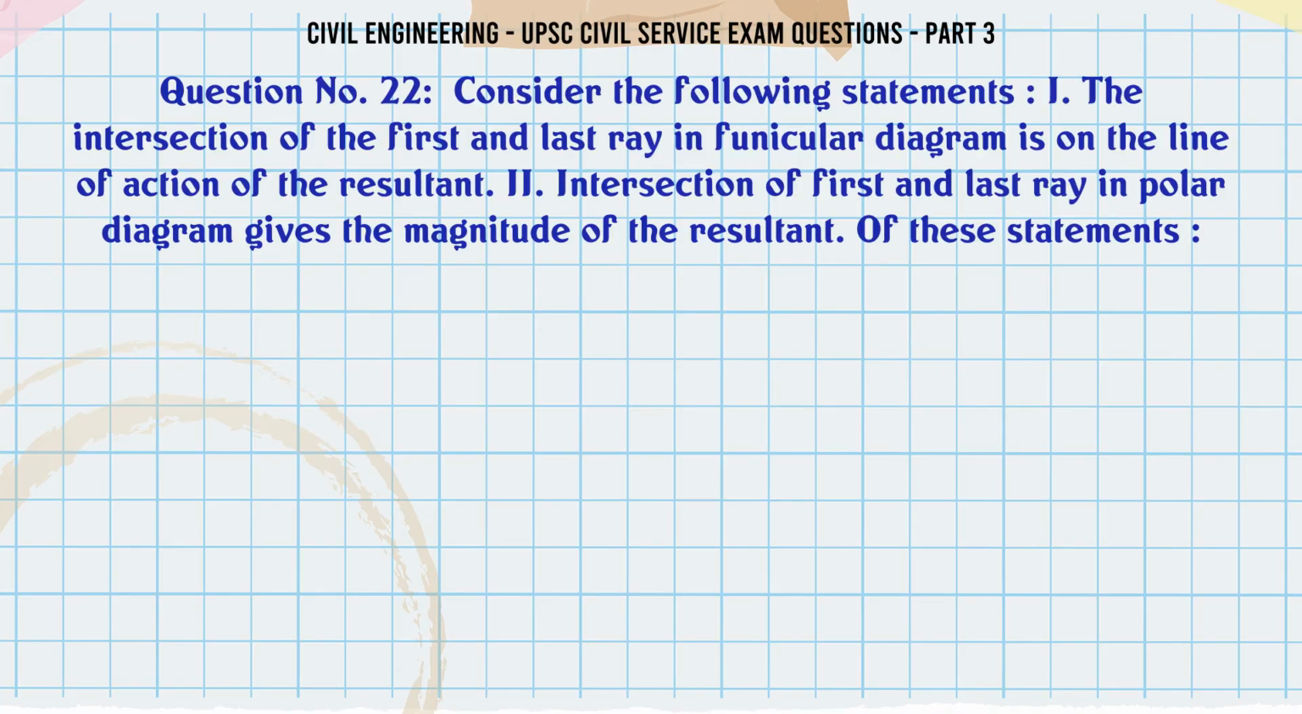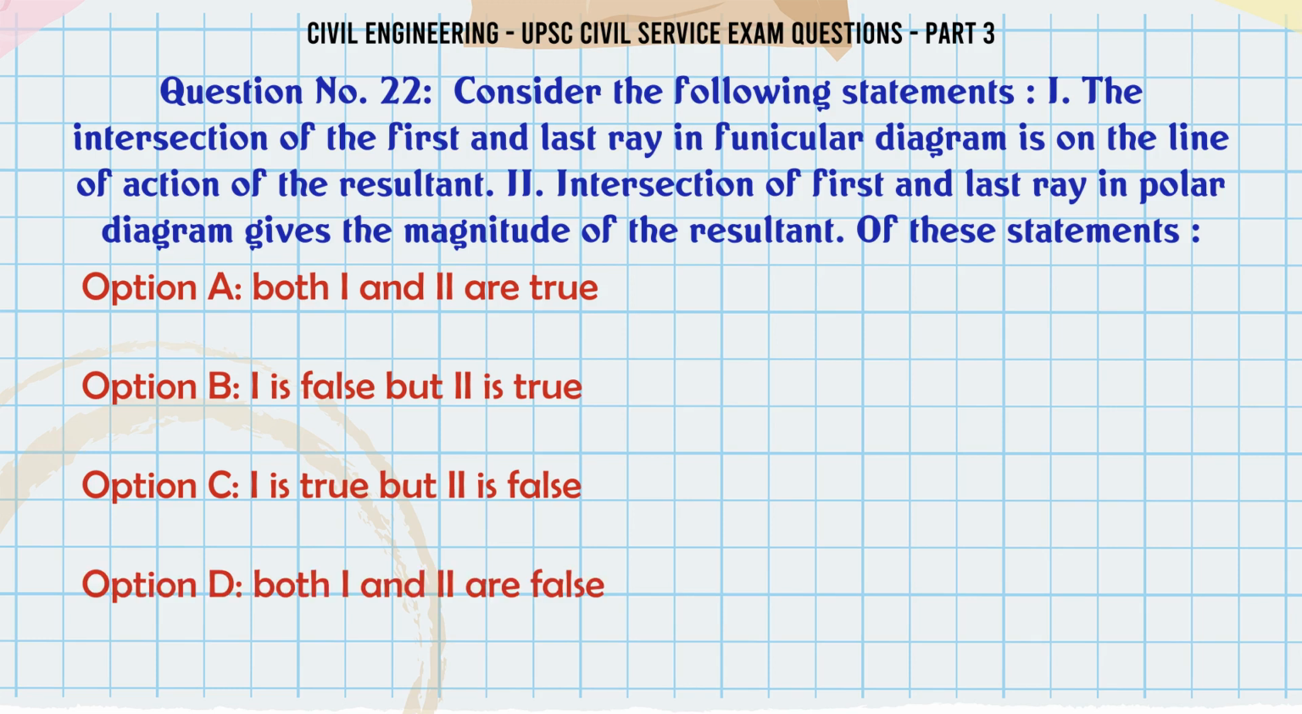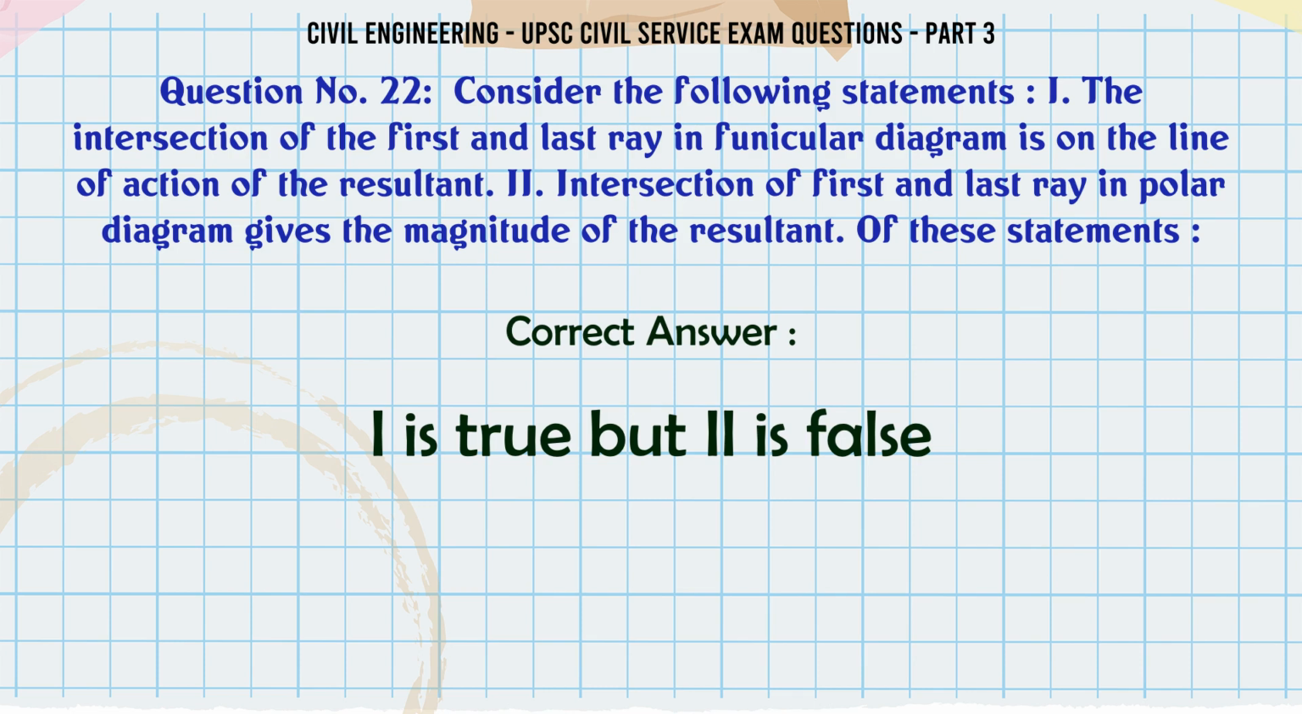Consider the following statements. 1. The intersection of the first and last ray in the funicular diagram is on the line of action of the resultant. 2. Intersection of the first and last ray in the polar diagram gives the magnitude of the resultant. Of these statements: A, both 1 and 2 are true; B, 1 is false but 2 is true; C, 1 is true but 2 is false; D, both 1 and 2 are false. The correct answer is 1 is true but 2 is false.